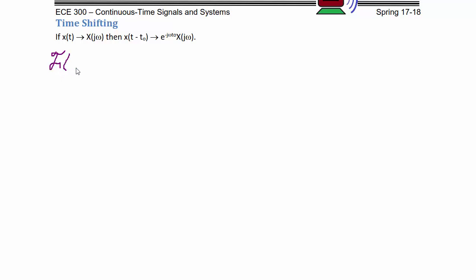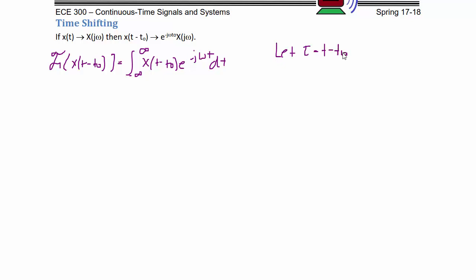So the Fourier transform of x of t minus t naught is equal to the integral from minus infinity to positive infinity, x of t minus t naught, e to the negative j omega t dt. And now we're going to do a variable substitution and let tau equal t minus t naught, which means that d tau is equal to dt. I can rewrite the integral as the integral from negative infinity to infinity, x of tau, e to the negative j omega times the quantity tau plus t naught, d tau.